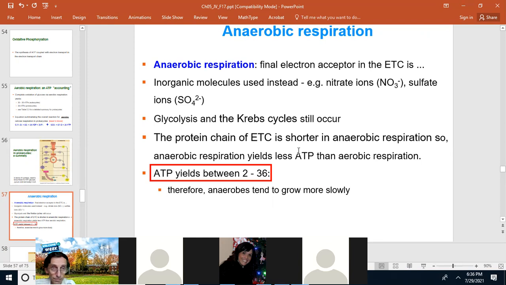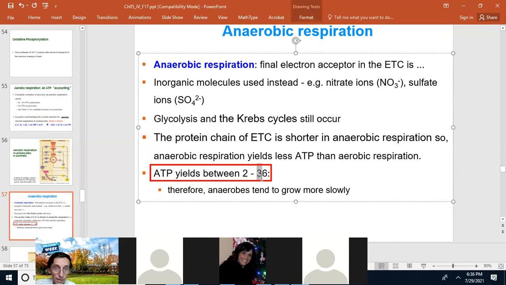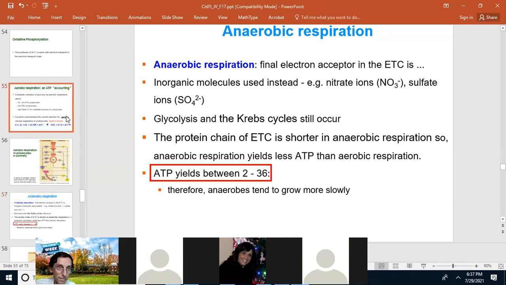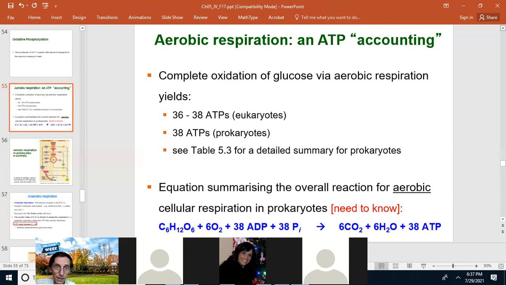And it can vary how much ATP they generate depending on the form of anaerobic respiration. Some of them generate a little bit more than 2 ATP per molecule of glucose. And then the best anaerobes can generate 36 molecules of ATP per molecule of glucose. But the anaerobes can never generate as much ATP as the aerobes. So the aerobes are the most efficient in generating ATP. And that reminds me what I was trying to talk about with aerobic respiration.